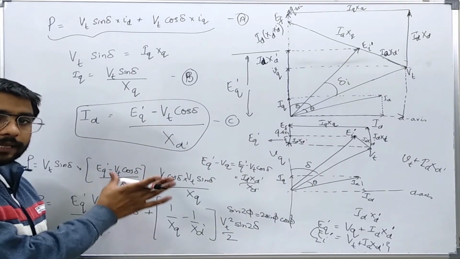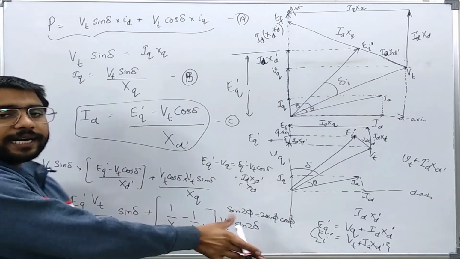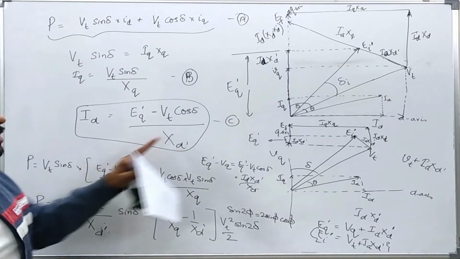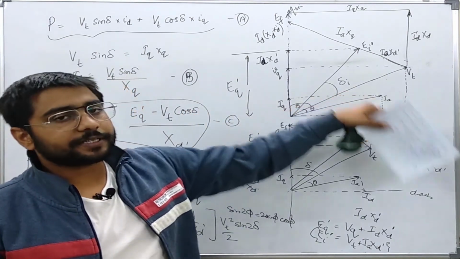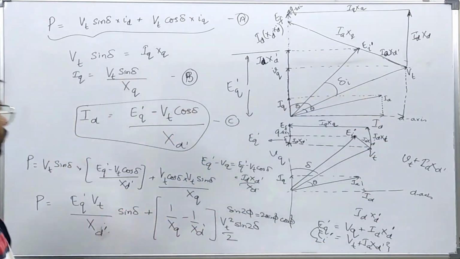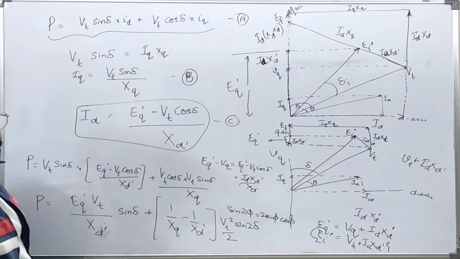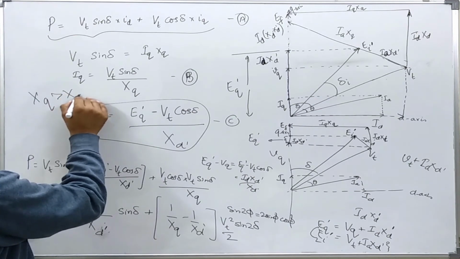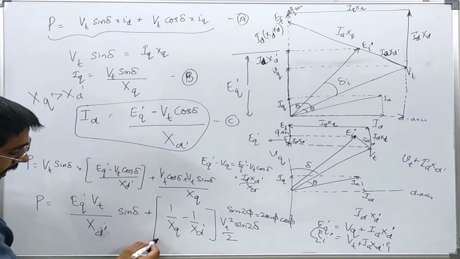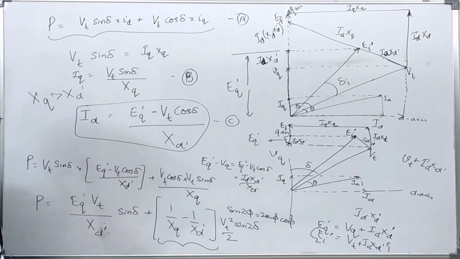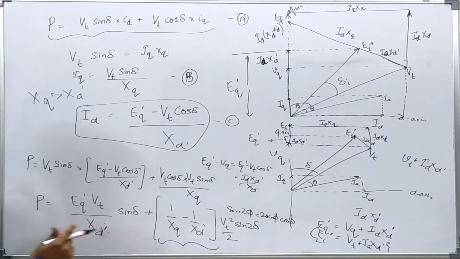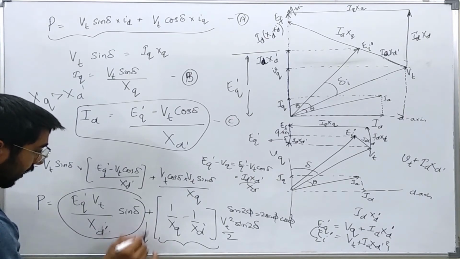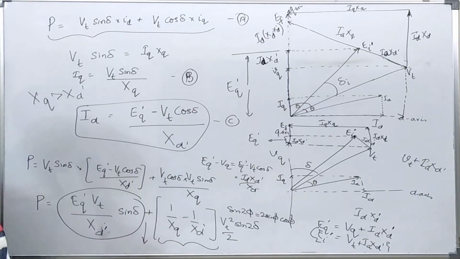Now we have got the power during the transient using the simple equations which we have derived in our previous slide and from this phasor diagram. Now we know that for a typical machine XQ is actually greater than XD dash. So you see this quantity is actually negative. So the P is somewhat less than the total quantity.